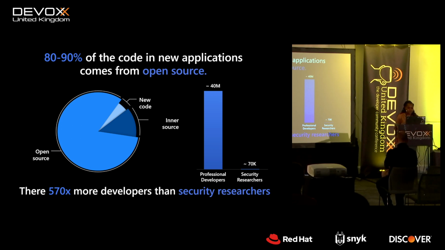And we have 570 times more developers than security researchers. And in his case, it's, let's say, 40 to 0. So you can imagine if developers are pushing like 1,000 lines of code, then you have like one security personnel. They must miss something. True, isn't it?